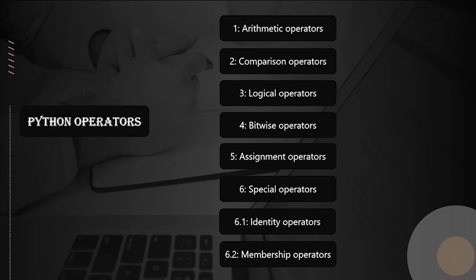Next, we have membership operators. in and not in are the membership operators in Python, and they are used to check whether a value or a variable is found in a sequence. For example, string, list, tuple, set, dictionary. And most importantly, in a dictionary we can only check for the presence of a key, not the value.